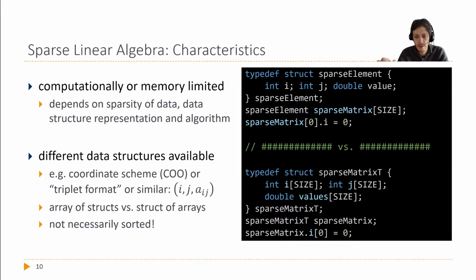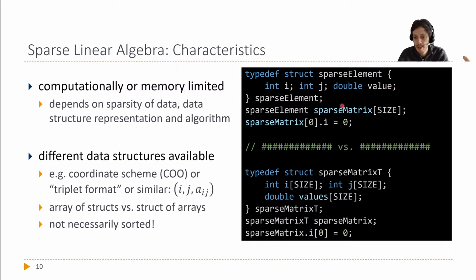Very simple, take the difference between arrays of structs and structs of arrays, which is a pretty important optimization when you work with compilers or you try to optimize for vectorization. The code on the right shows you the difference between these two implementation styles. On the top, we basically have an array of structs. We have a single sparse element, which is a struct with an integer I and an integer j, which are the coordinates, so where is this element, and a double data type with its value.